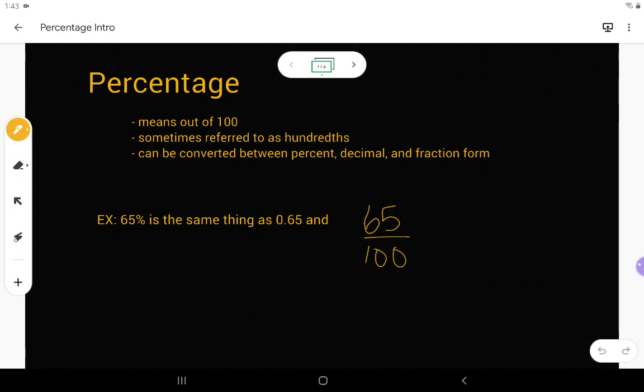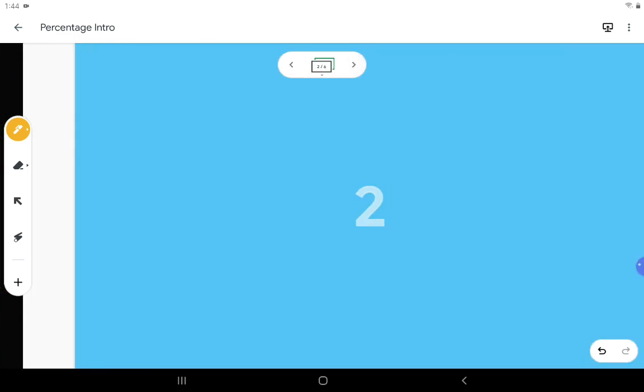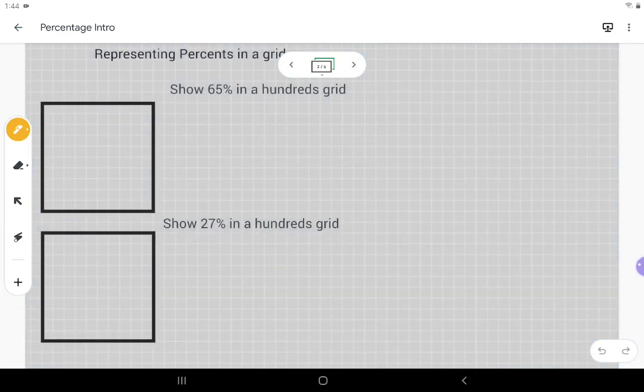Now we will talk more about this in a video later on, but 65 over 100 could also be put into lowest terms, where the numerator and the denominator are both divisible by 5, and when we divide out that common factor of 5, we get 13 over 20. So we can take that percentage, change it into a fraction, and then also put it into what we call lowest terms.